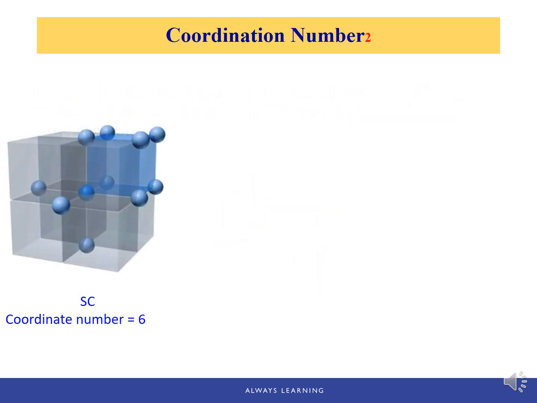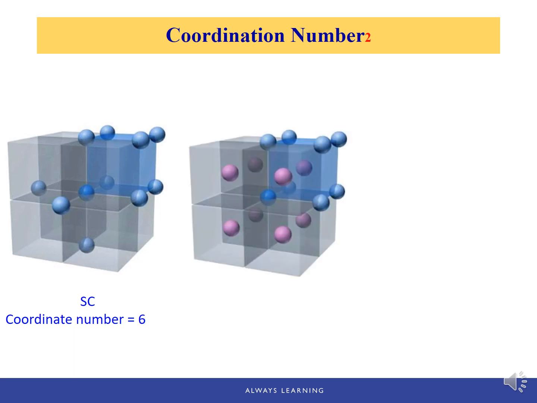With the same idea, we can find the coordination number of the BCC structure. For BCC, the easiest way is to use the body center atom, and we can see the nearest neighbors are the corner atoms. So there are 8 corner atoms, therefore the coordination number is 8.